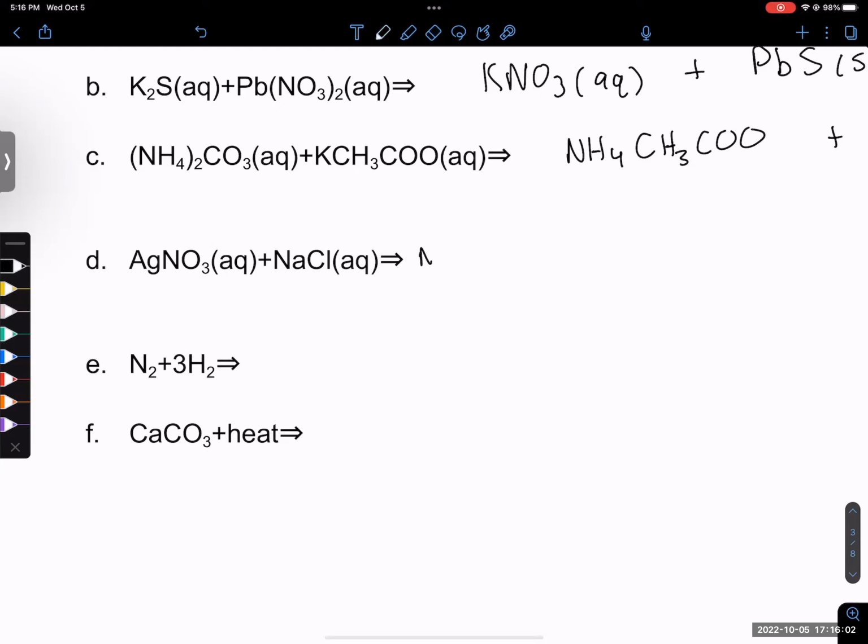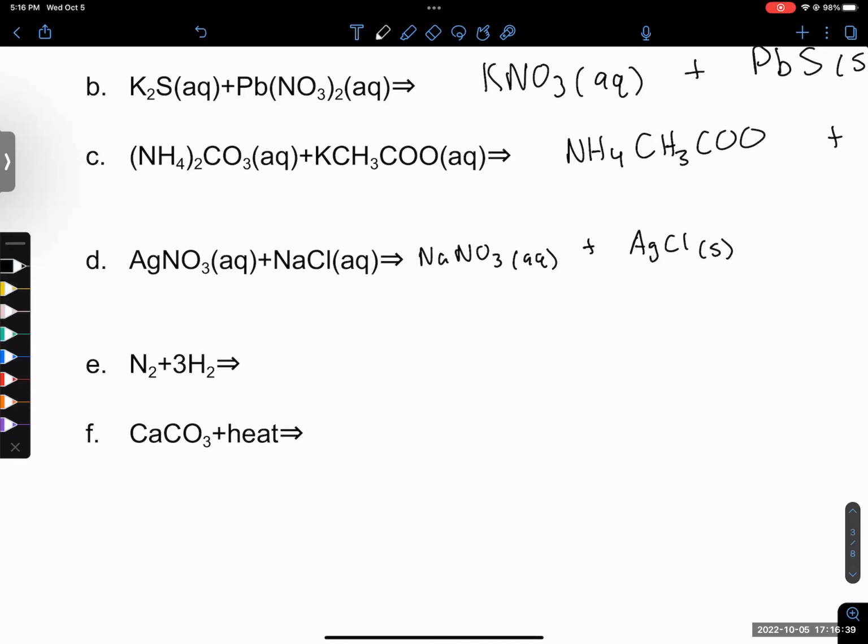NaNO3, is that soluble or insoluble? Soluble. And silver chloride, AgCl. We know that chlorides, halides in general, are generally soluble. And what are the exceptions? Silver, mercury, and copper. Copper, which one? Copper(I), right? Copper +1. So this is solid. It precipitates.